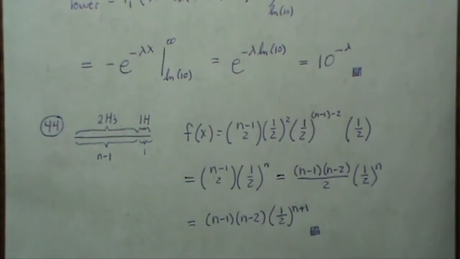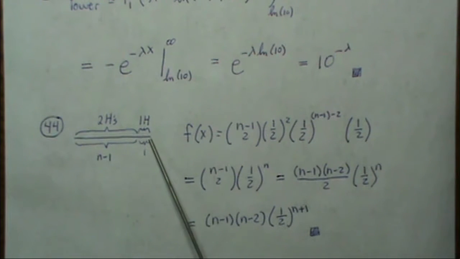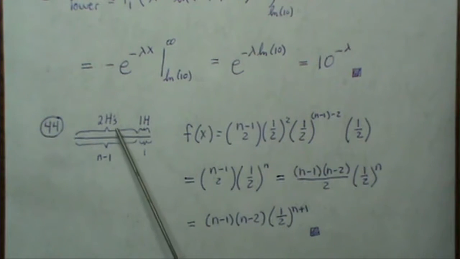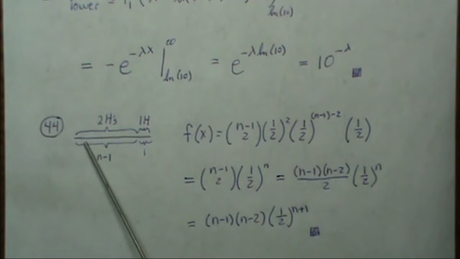Number 44, we're asked to find the probability that the third head occurs on the nth toss. So here's a little diagram, where the line represents n tosses, and this last little piece represents one toss, and it's the third head. What that means is that there have to be two heads in the first n minus 1 tosses.